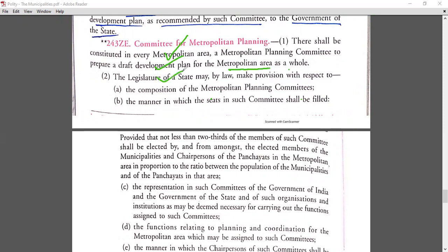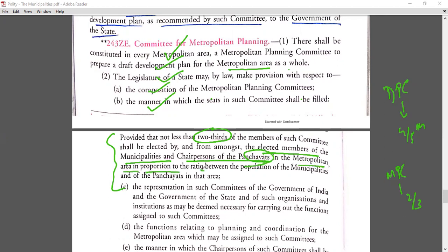So here, same thing, the legislature of the state will do regarding composition and the manner. And here, provided that the rule is not less than 2/3. Here there is no 4/5. So for the district planning committee it is 4/5, but for the metropolitan planning committee it is 2/3. 2/3 of the members of such committee shall be elected by and from the elected members of the municipalities and chairpersons of the panchayats in the metropolitan area in proportion to the ratio between the population of municipalities and panchayats in that area. Simple.